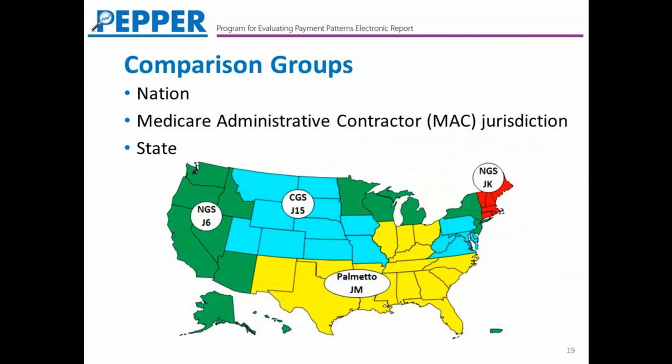Before we review a PEPPER, let's review the comparison groups. On this slide, the visual reminds you that we do have these three comparison groups: nation, jurisdiction, and state. Sometimes the MAC jurisdiction comparison group is confusing to people, so to simplify, think about it as being comprised by all of the providers that submit their claims to the same MAC. Those are the providers in the MAC jurisdiction comparison group. And that is a way of giving us a smaller group to compare with than the nation and a larger group than the state.